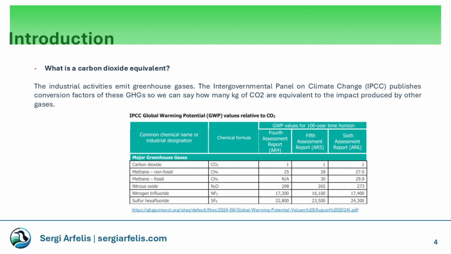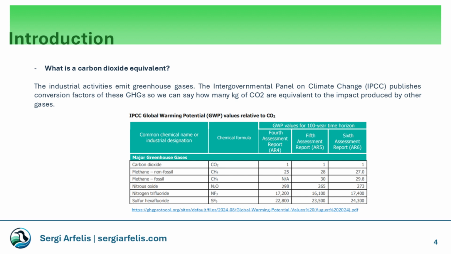What is a carbon dioxide equivalent? When companies or organizations measure greenhouse gas emissions, they are not just dealing with carbon dioxide. Other gases, such as methane, nitrous oxide, and various industrial gases, also contribute to global warming, but each one has a different strength and lifetime in the atmosphere. To make these different gases comparable, scientists use a unit called CO2 equivalents. The Intergovernmental Panel on Climate Change, or IPCC, assigns each greenhouse gas a global warming potential, or GWP, which tells us how much more or less powerful it is compared to carbon dioxide over a standard period, usually 100 years.